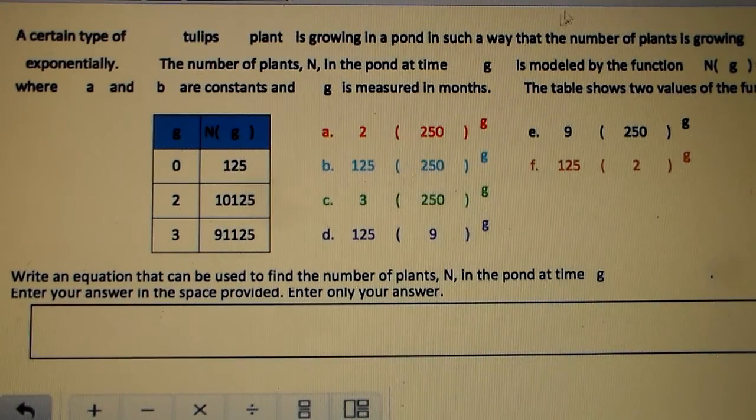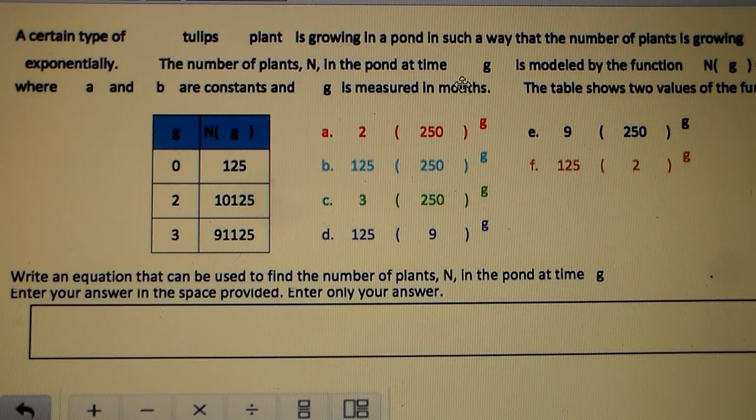So what it says, a certain type of tulip plant is growing in a pond in such a way that the number of plants is growing exponentially. The number of plants n in the pond at time g is modeled by the function n of g is equal to a times b to the power of g. So we could see that g is in the power.